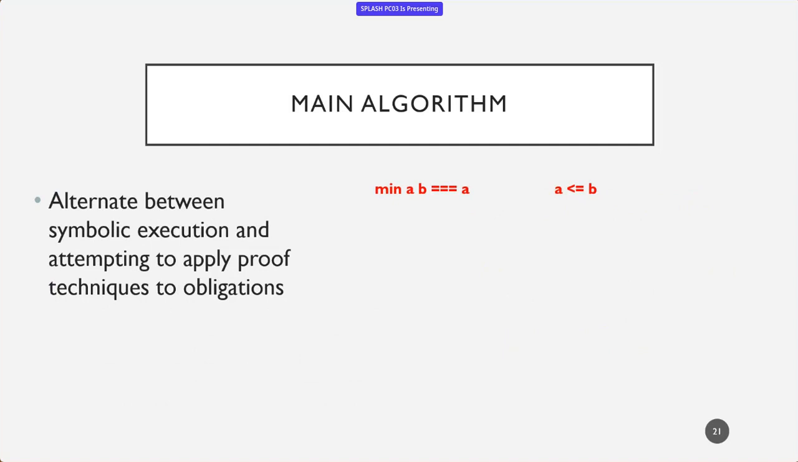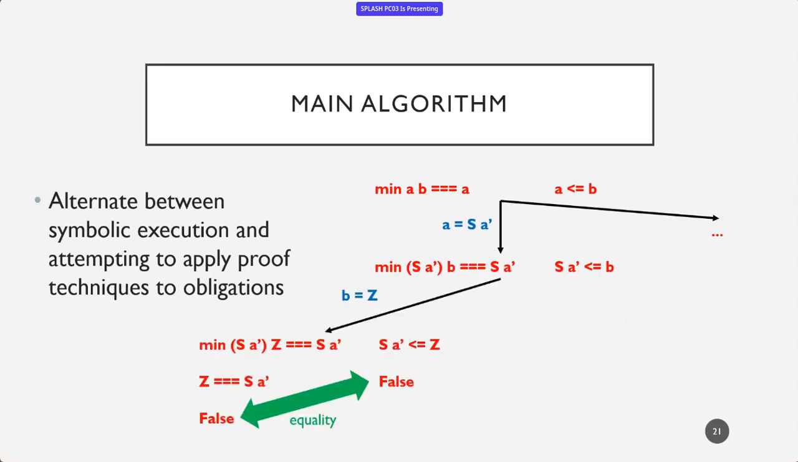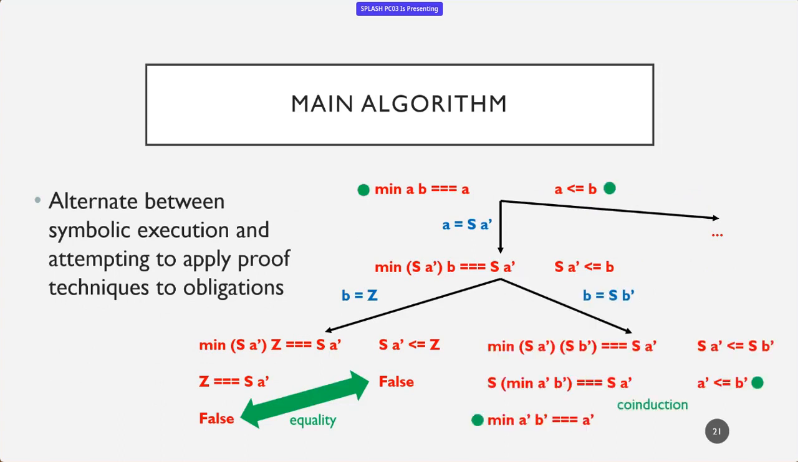Now we can step back and look at the main algorithm that Nebula uses at a high level. We alternate between running symbolic execution and attempting to apply proof techniques to the obligations that are generated by symbolic execution. If you look at the min inequality example from before, we start by branching on A, and then on B, we discharge a branch by the equality of those falses. Then on a different branch, we apply coinduction with the original expression pair. And we follow a similar procedure for all the other branches that you don't see on this slide.